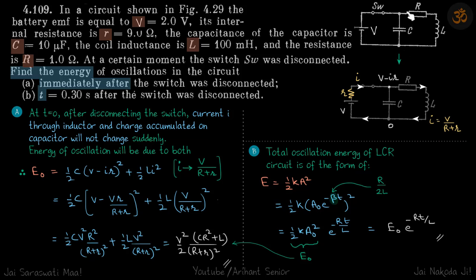We are given this circuit. So initially the switch is closed, so some current will be flowing in the circuit. Now here, this battery has some internal resistance also that is given.